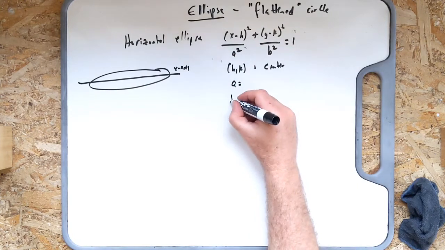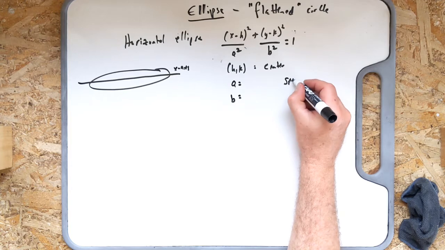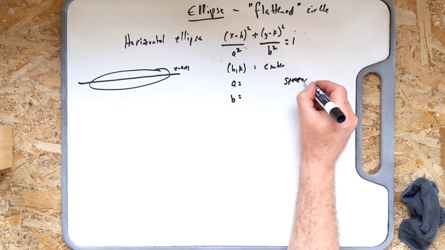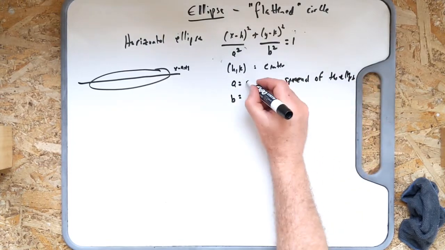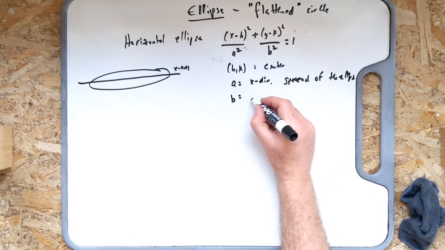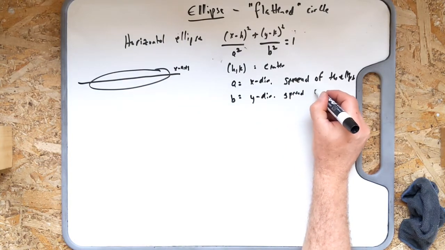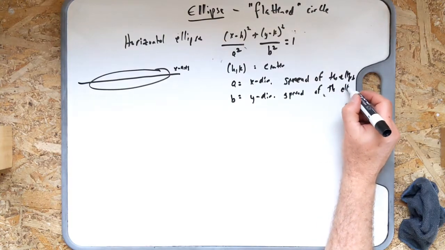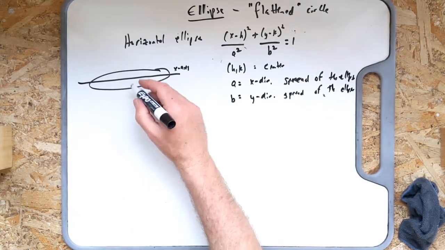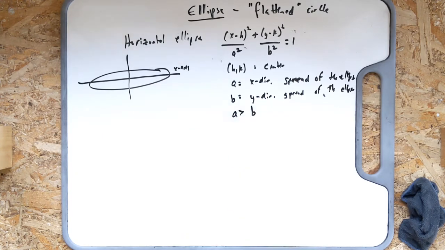a and b are what are called the spread of the ellipse in the x direction and the y direction. And you'll see in a moment, in order to make this ellipse horizontal, a must be bigger than b.